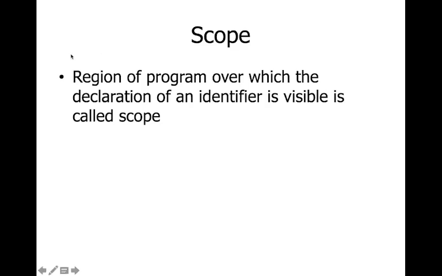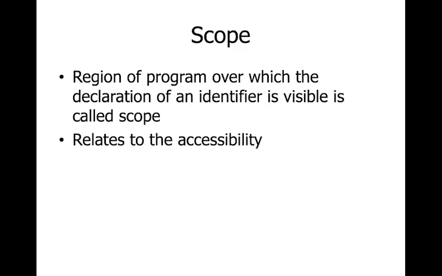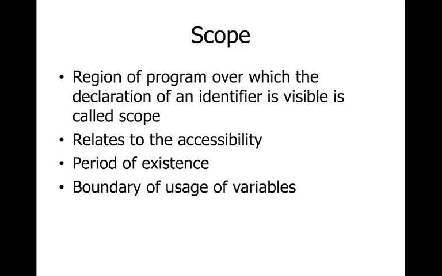So the scope defines a region of program over which the declaration of an identifier is visible. So that is known as the scope of that program. It can be related to the accessibility, so where all that variable can be accessed, or it can be called the period of existence, so how long it will be existing, or it can be called the boundary of usage of those variables. So what is the boundary of each variable? These features will define whether a variable is local or global in nature.